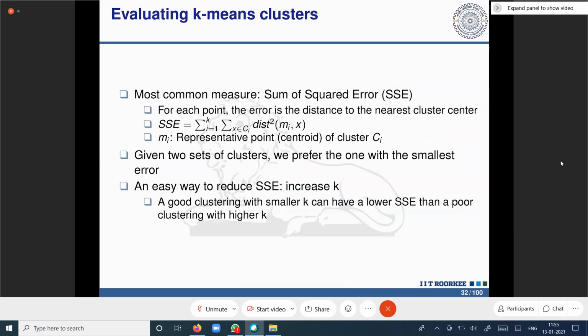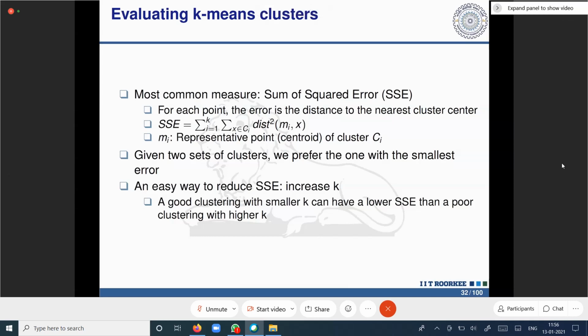So let's say we find two sets of clusters for a given data, which may be generated by two different runs of the k-means algorithm. We prefer the one which has the smallest error, because in that case the points are much closer to their centroid, which is one of the objectives of clustering.